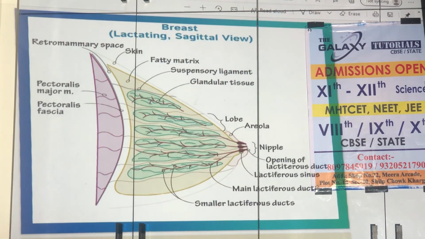Take a side view and see; this is a section just for knowledge. We do not need the diagram, the labeling, etc. But if you are a future doctor, you should have a look so you will understand. The suspensory ligament pulls up the mammary gland, etc. Nothing great. Small ducts, major ducts, everything; we don't need it for theory purposes.